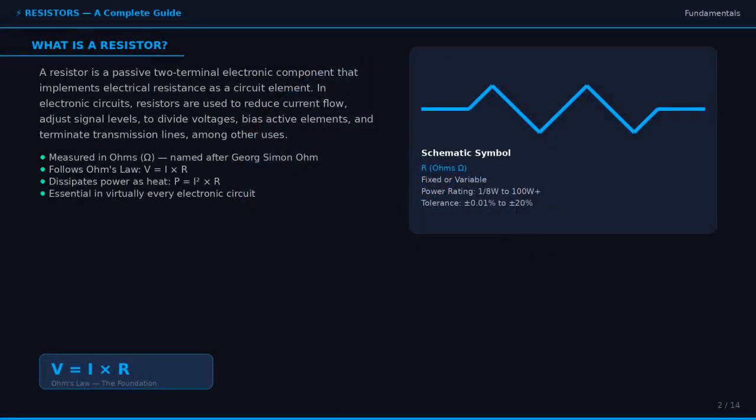So, what exactly is a resistor? A resistor is a passive two-terminal electronic component that implements electrical resistance as a circuit element. They are used to reduce current flow, adjust signal levels, divide voltages, and bias active elements. Resistance is measured in ohms, symbolized by the Greek letter omega, and follows Ohm's law. Voltage equals current times resistance.